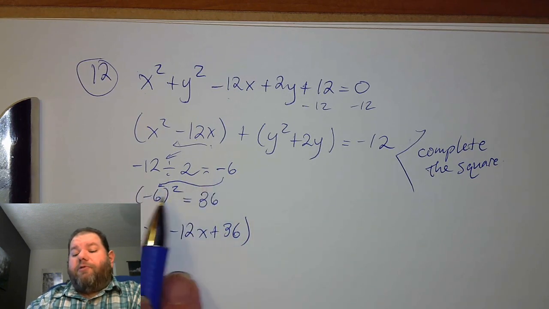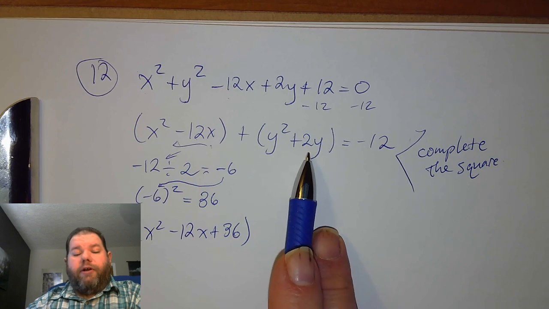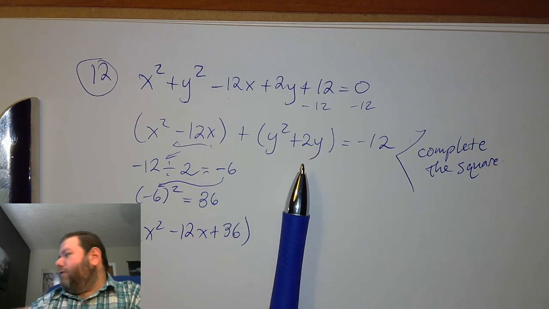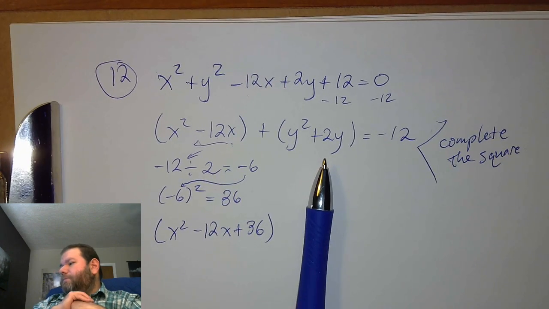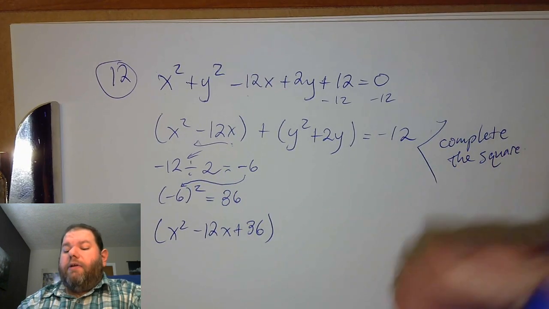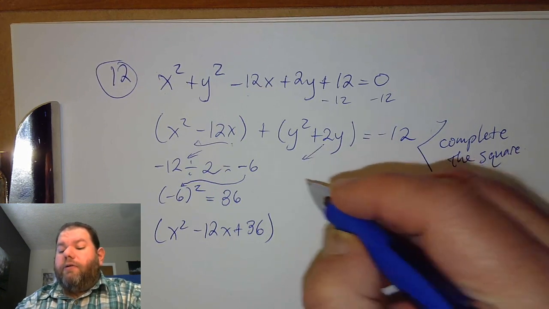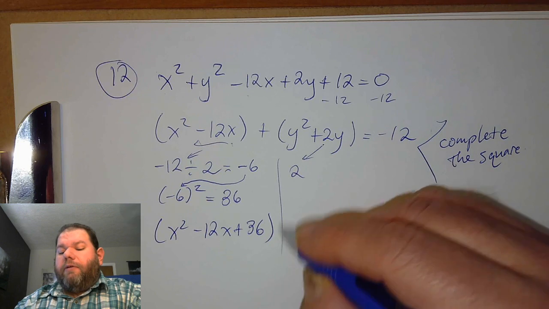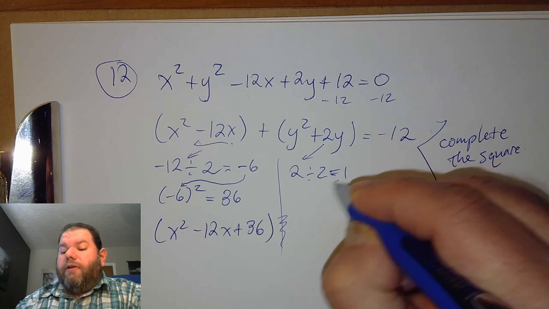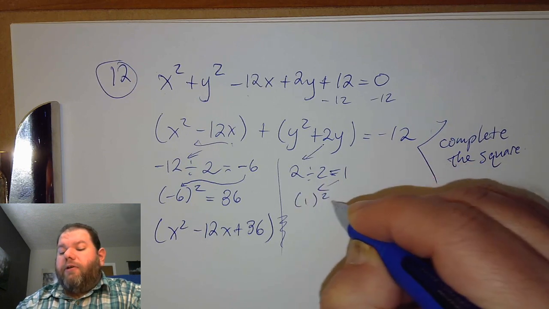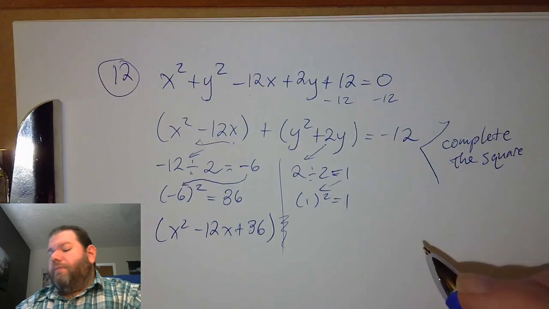So using that same approach, what number would we end up adding to y squared plus 2y? One, yes. Again, we take our 2 and divide by 2, which is 1. Take this 1 that we got as a result and square it, and it's still 1. Okay?